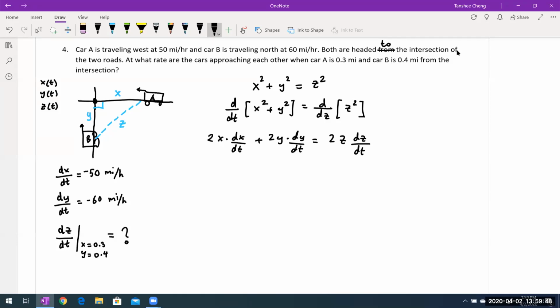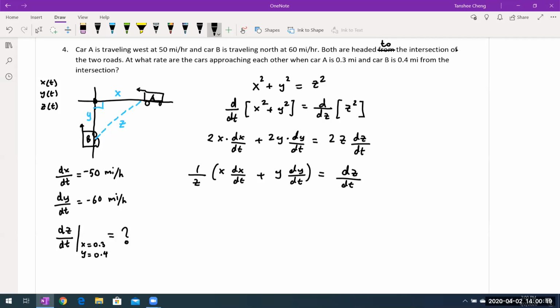So dividing everything by 2, that gives me x dx/dt plus y dy/dt. And then finally, I divide by z on both sides, right? And it's perfectly okay to do that because z will never be 0. We're not talking about 0 yet, right? So that becomes 1 over z. So that's the expression that we got.